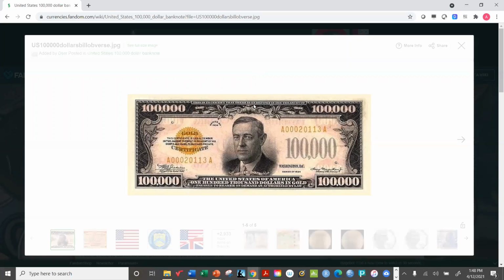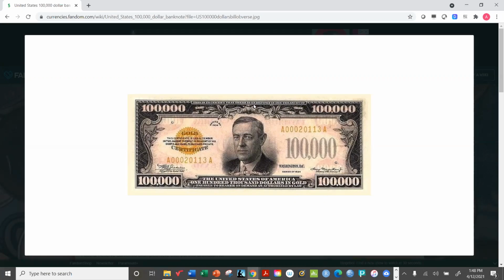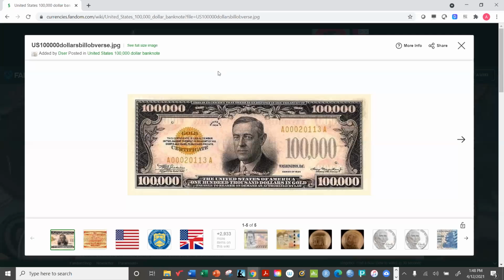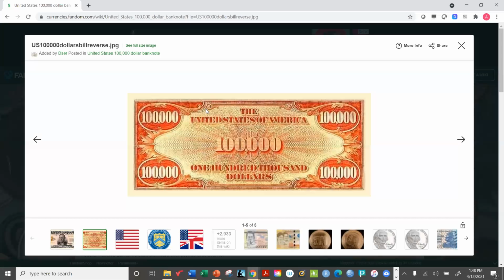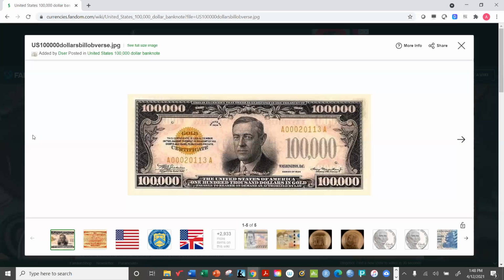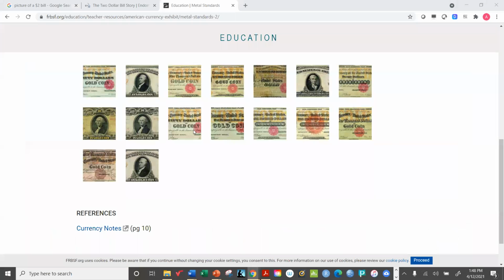I can't even imagine how much this would have been worth at that point in time, because this is during the height of the Depression. You probably could have bought several houses with this thing. But it is, in fact, redeemable for gold on demand. It says it right there. It's $100,000 of gold. This is one of the many interesting notes that we've had in American history. This is the largest one ever issued by the United States government, and it never went above 100,000.